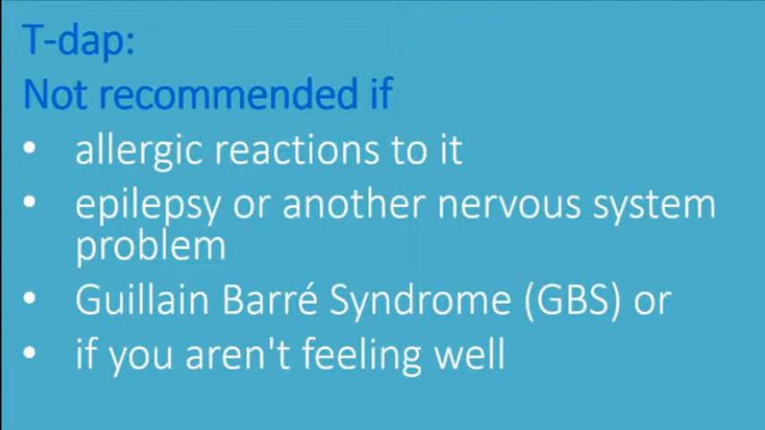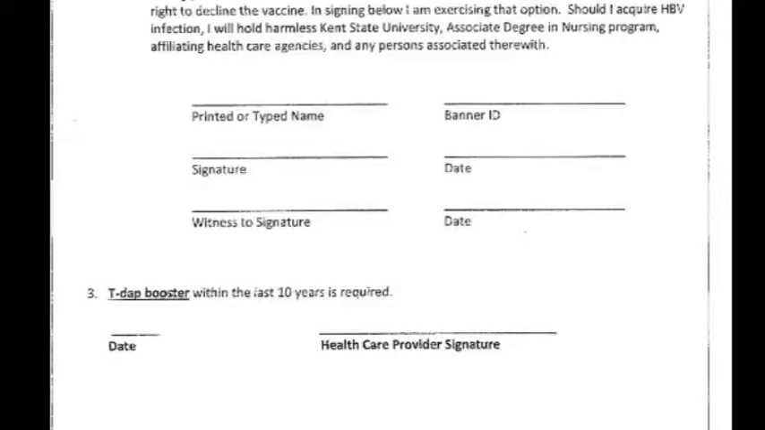Some people should not get this vaccine. This includes those with an allergic reaction to it, those with epilepsy or another nervous system problem, those with Guillain-Barré syndrome, or if you aren't feeling well on the day the shot is scheduled. If you cannot take the Tdap, the medical reason has to be documented.